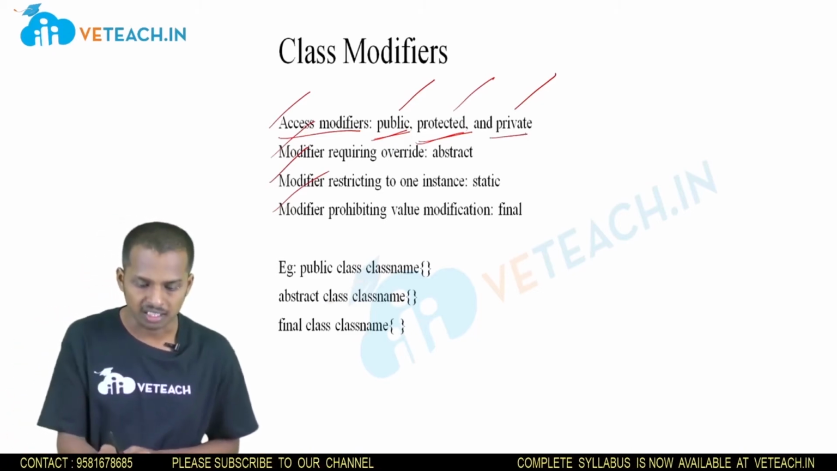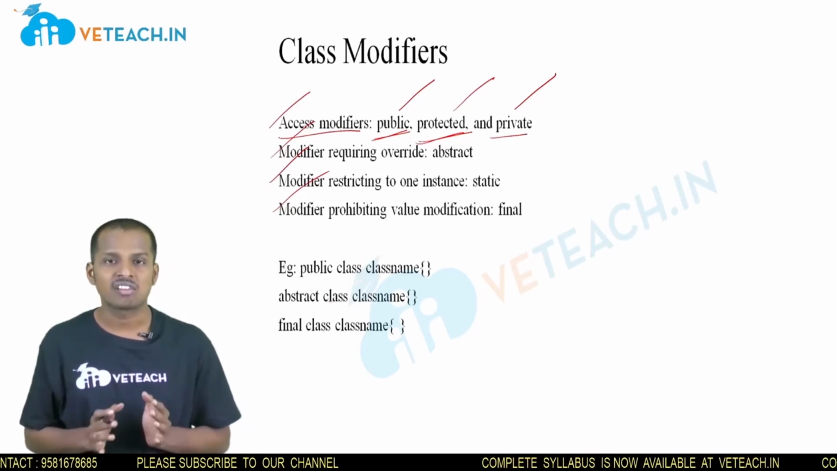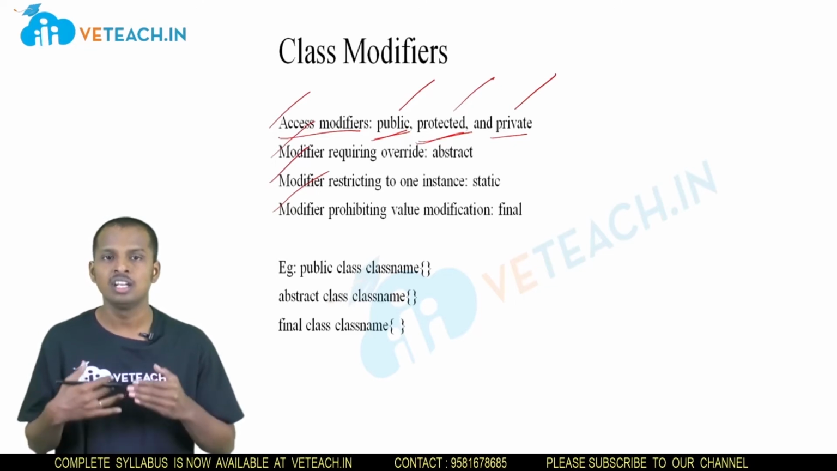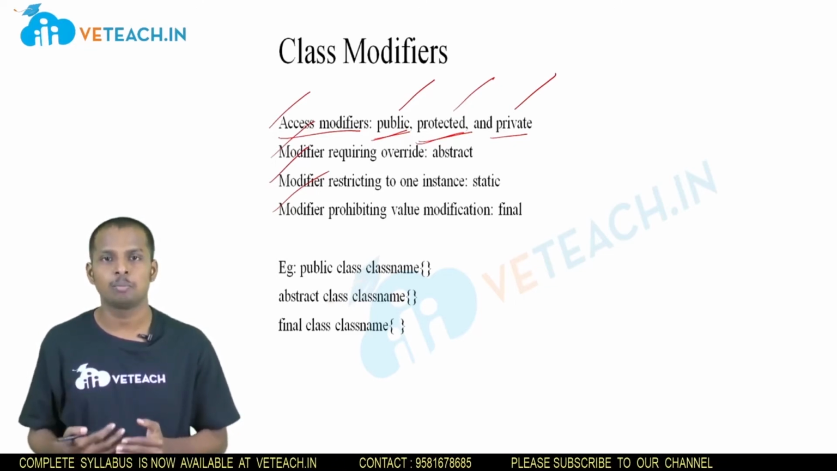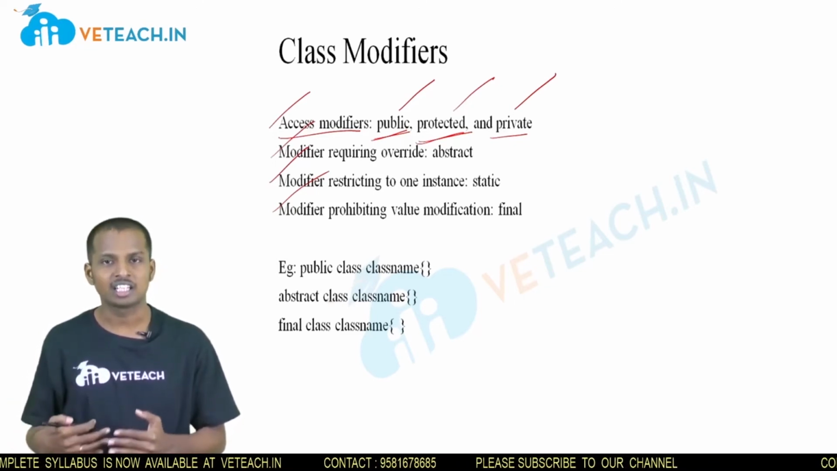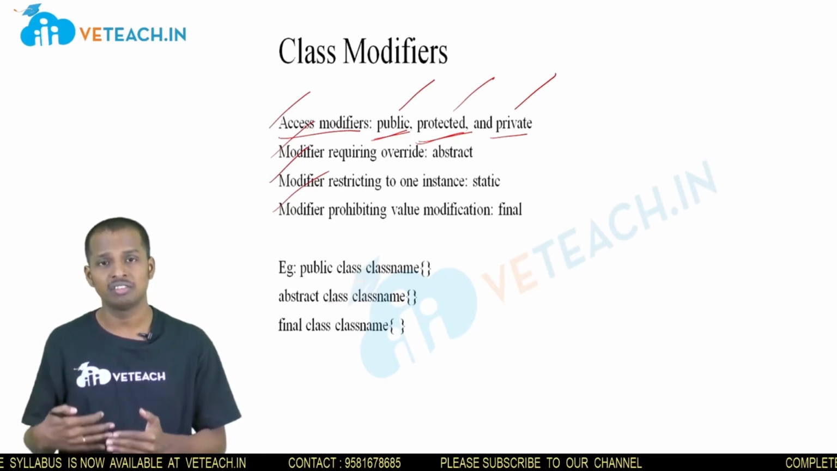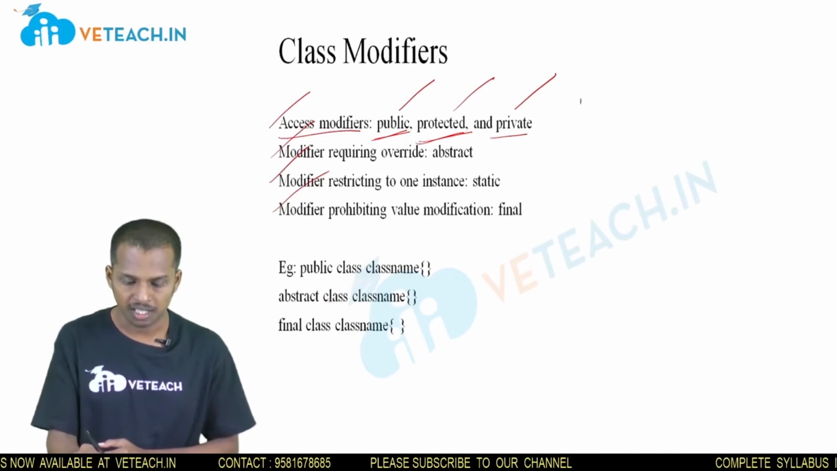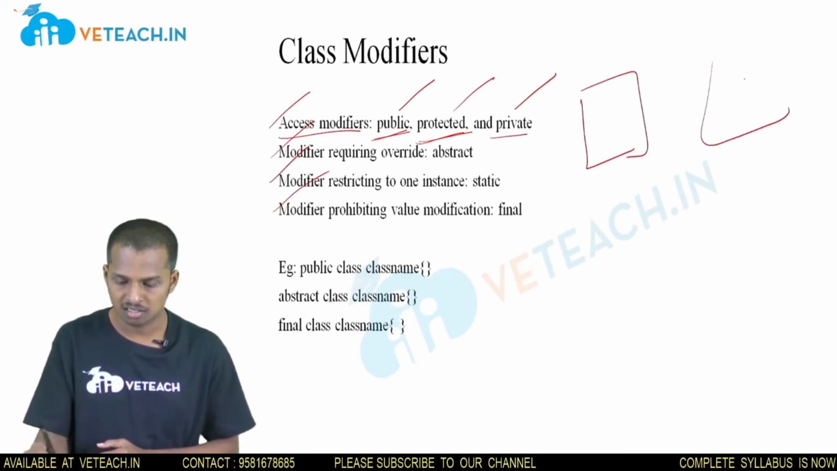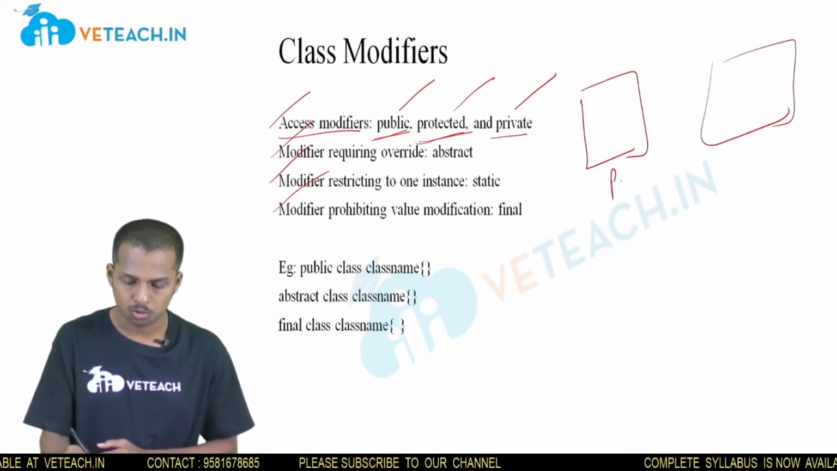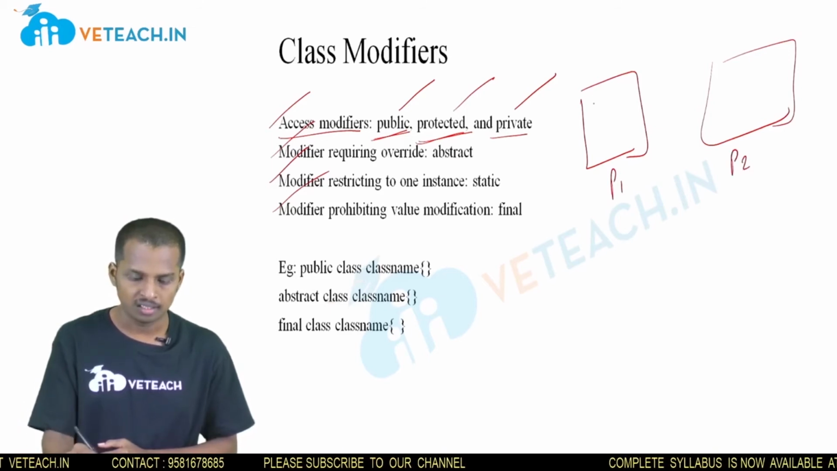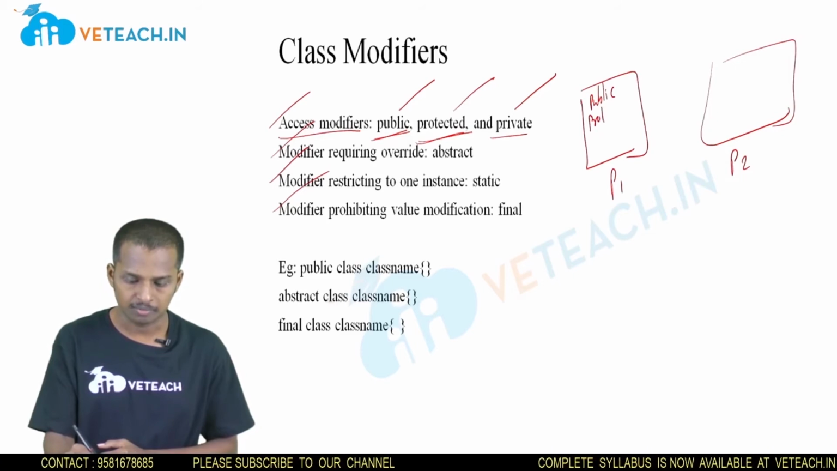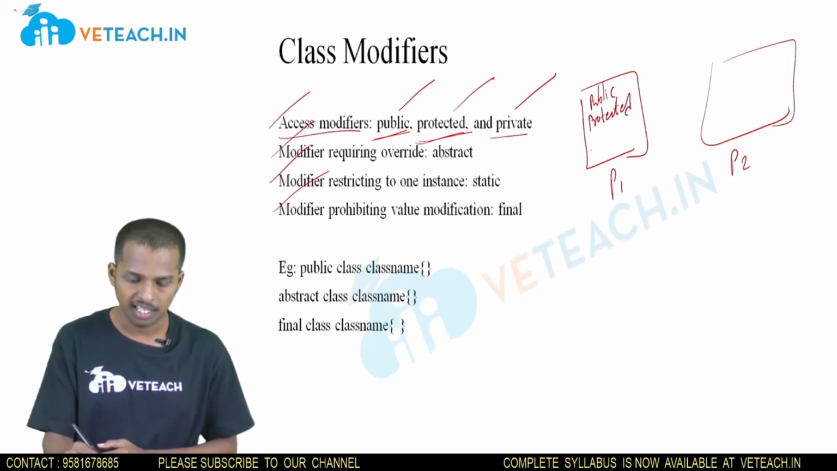Next, coming to private. If a class is declared as private, it cannot be used in other classes, or the members of this class cannot be used by others. It cannot be used in other classes, or even in the same program also. For example, if we have two packages, package 1 and package 2, here I am declaring a public, protected and private.